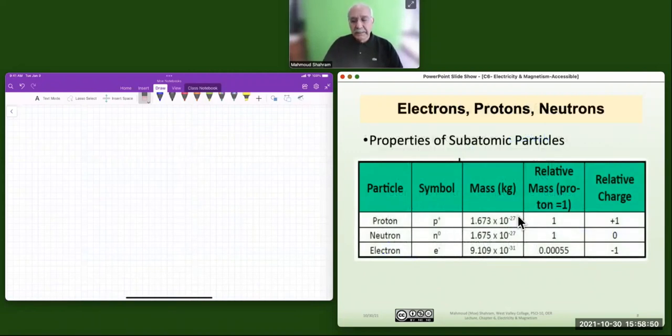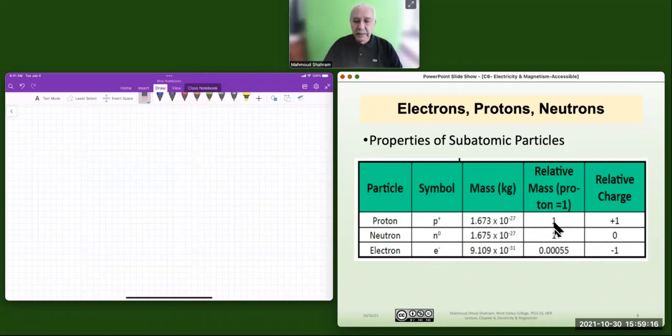When we look at the charges and relative mass of these, we can see that proton, we designate that with the P and a plus to indicate it's a positive charge, and its mass is 1.673 times 10 to the minus 27 kilograms.